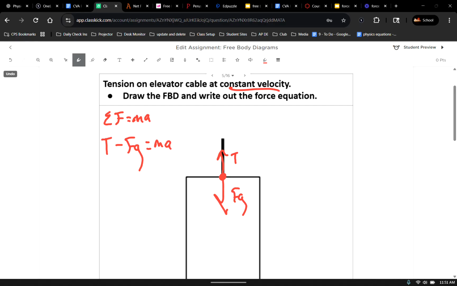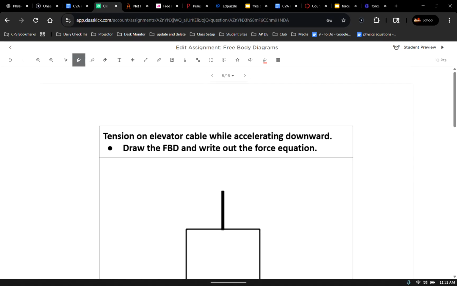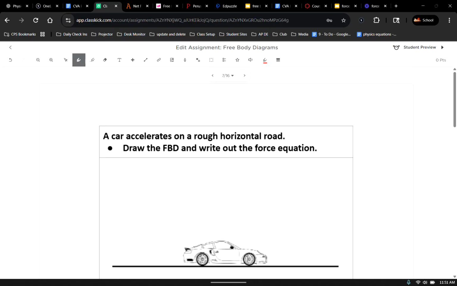But again, look at this. It's vertical. These are only vertical forces. We haven't seen any horizontal yet. We'll get there. But it looks identical to the other equation. A force up minus a force down equals ma. It's just a different force now. Now it's a tension force, and we're going to use a capital T for tension. Then you're going to do a similar one on 6, 7.